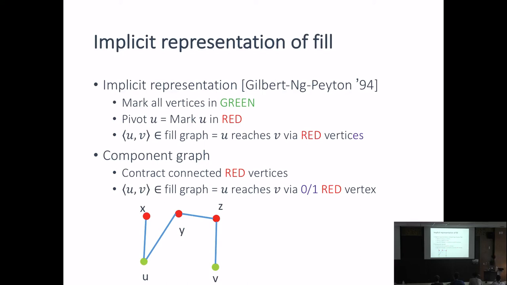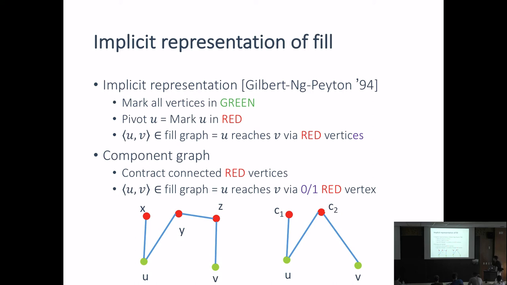Furthermore, we're going to make this representation even simpler. We propose a component graph. It's very simple. We just contract all the connected red vertices in this implicit representation. So in this case, we can contract Y and Z into C2, which represents the connected component of Y and Z. So U and V is in the fill graph because U and V share a common red vertex. Now it's very easy to check whether U and V are in the fill graph. We just need to see whether they share a common red vertex.